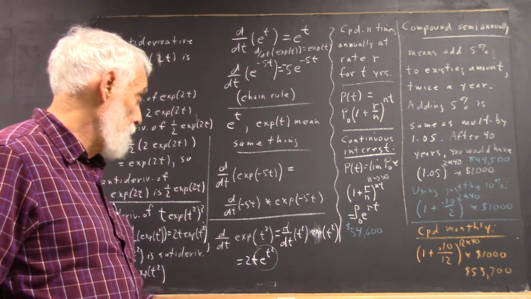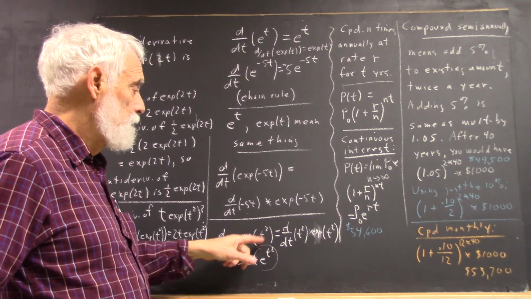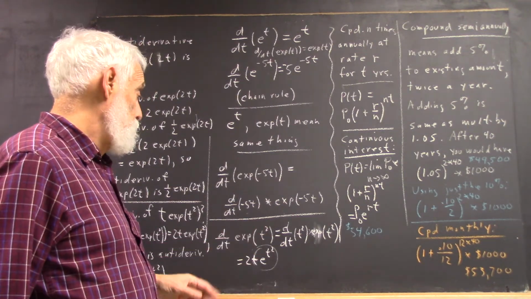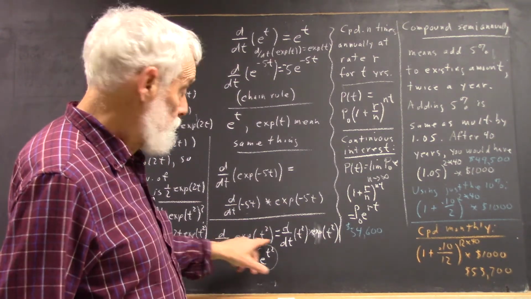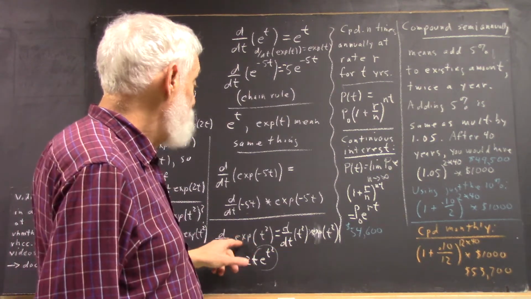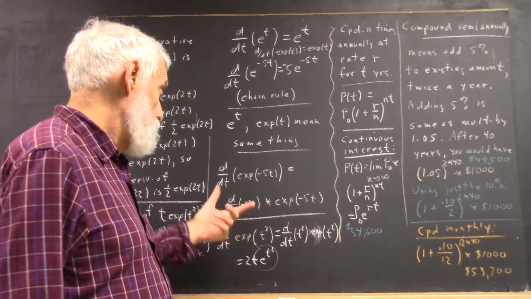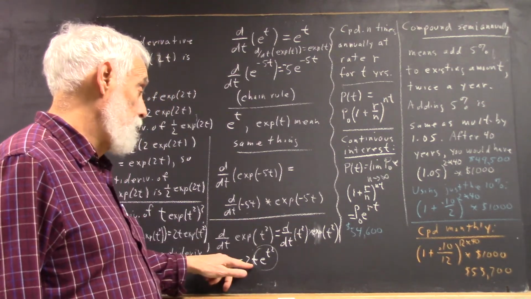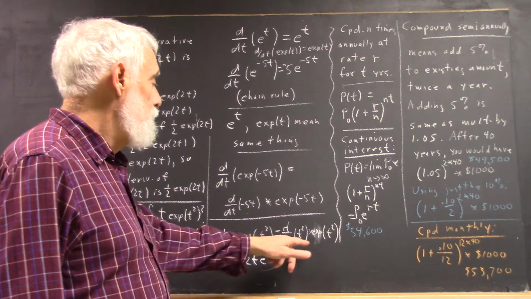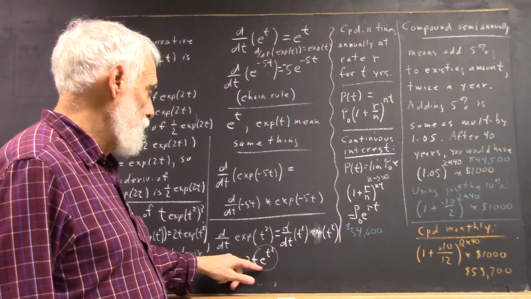So another example, the derivative of exp of t squared. Well, that's the derivative of the inner function, the t squared function, times exp of t squared. Okay? And the derivative with respect to t of t squared we know is 2t. So you're going to get 2t exp of t squared, but I wrote that out now, e to the t squared.